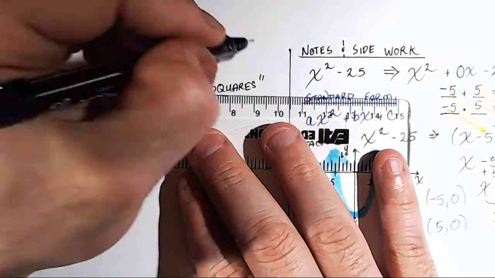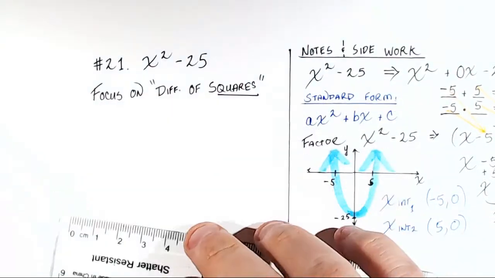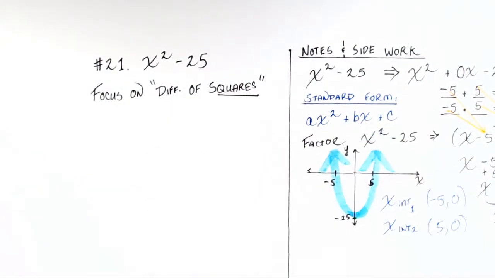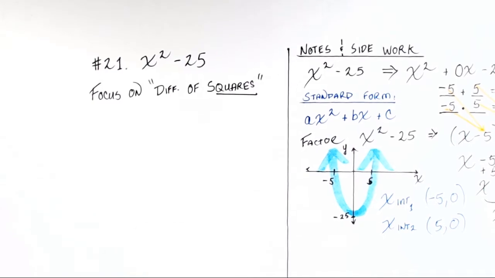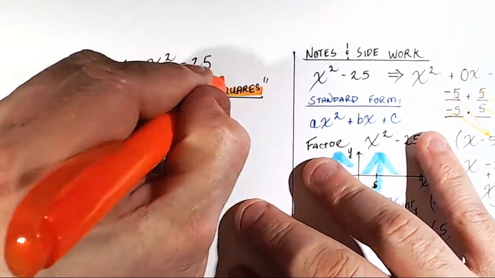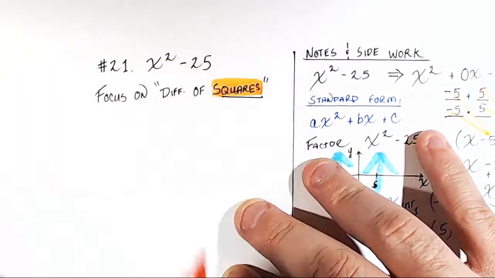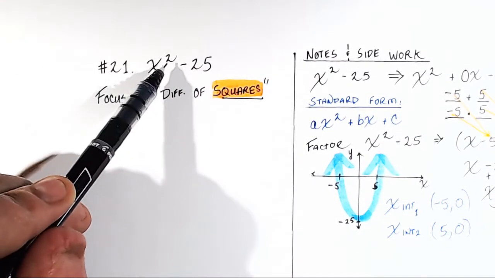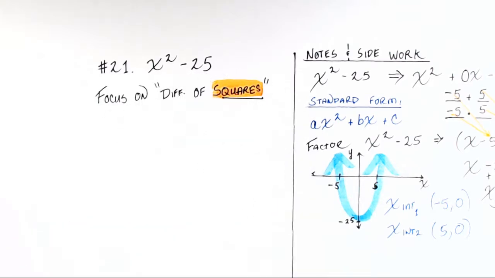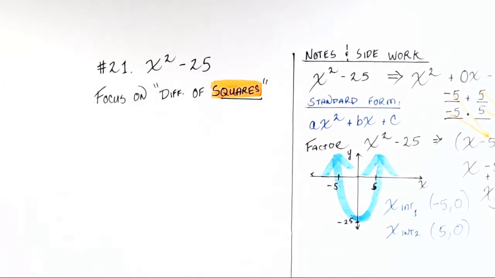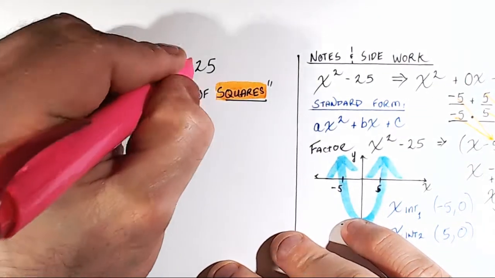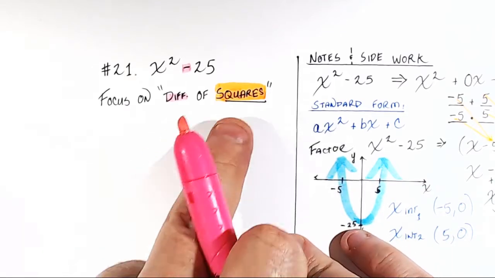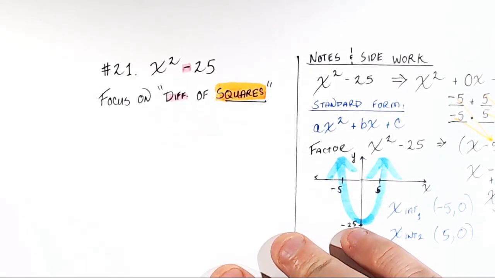And specifically on the squares part. What does it mean and why am I highlighting it? Why do I feel like this is an important word? Okay. Well, take a look at x squared and negative 25. So here's where the difference part comes in. It's a difference, okay, that means subtract, of squares.